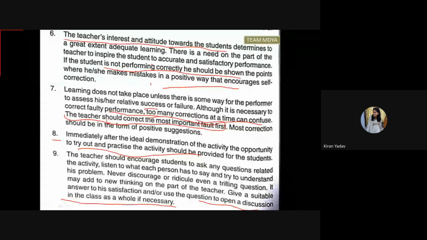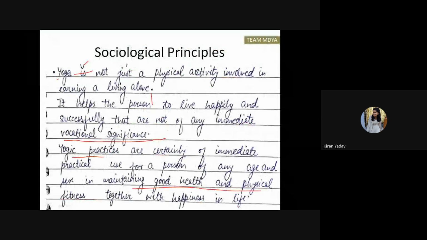So this principle says that yoga is not just for career related. It is also providing value in other people's life. Like it's giving them health, it's making them physically fit, mentally good, and giving happiness in their life. So we should also keep this principle in mind. Okay.